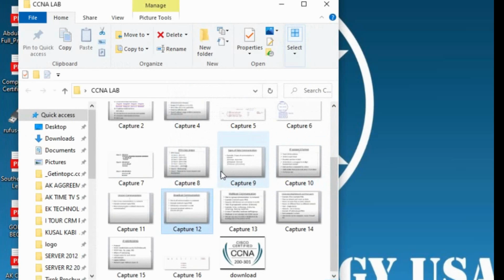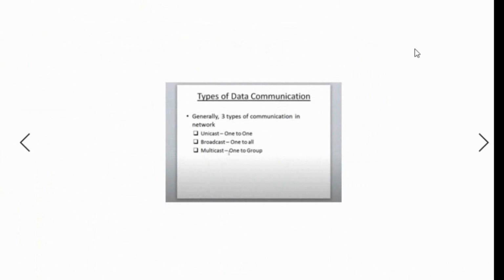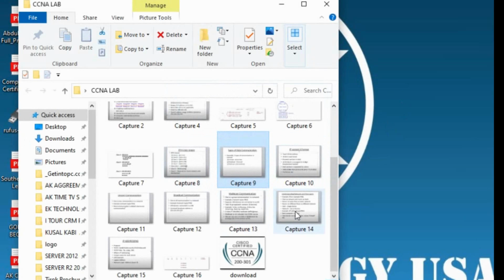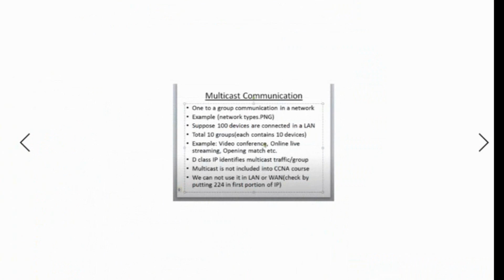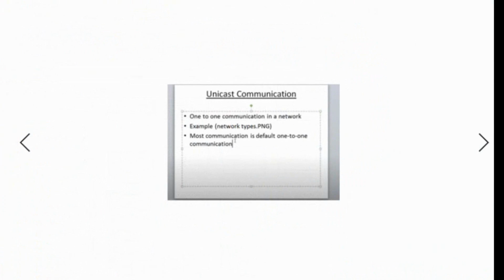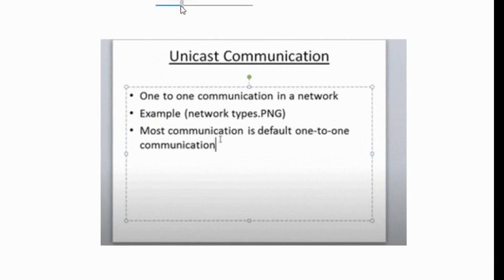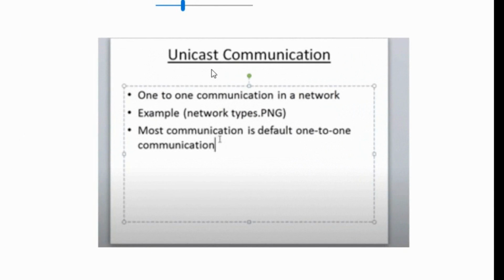Okay, that's my broadcast. That's my host path. That's my multicast. That's my unicast. So dear viewer, as you can see right now, what we mean by unicast: unicast stands for one-to-one communication in a network. Most communication on a network is by default one-to-one communication.